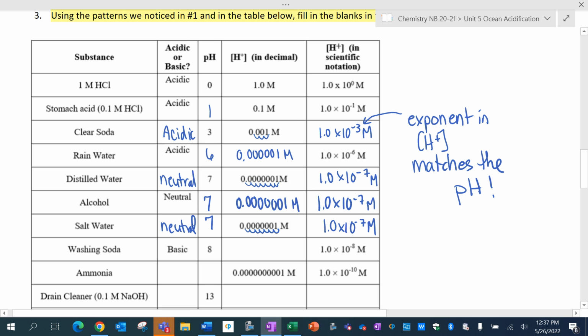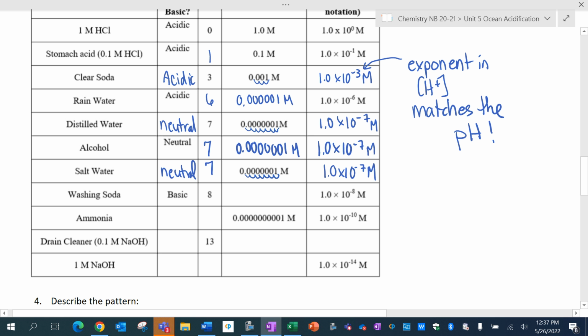And then we're starting to get in some things that are bases. Washing soda. That's really similar to baking soda, just so you know. It has a pH of 8. Notice how the concentration is 1 times 10 to the negative 8. If I write out in standard notation, that's 1, 2, 3, 4, 5, 6, 7, 8. There we go. Ammonia, 1 times 10 to the negative 10. So it has a pH of 10. It is also a base. Drain cleaner has a pH of 13. So that's a 1 times 10 to the negative 13. It is also a base. And that's 1, 2, 3, 4, 5, 6, 7, 8, 9, 10, 11, 12, 13. Ooh, that took a while to write out.